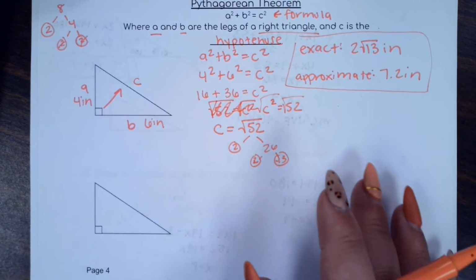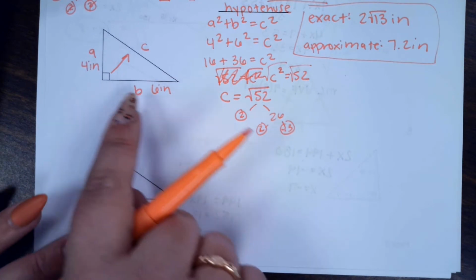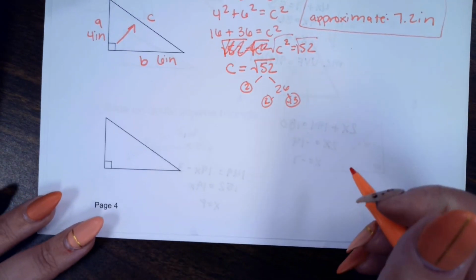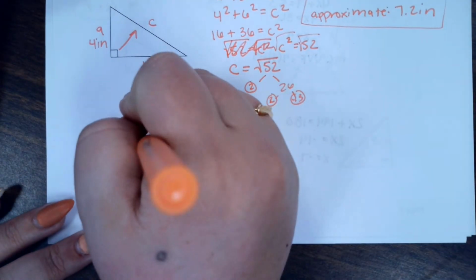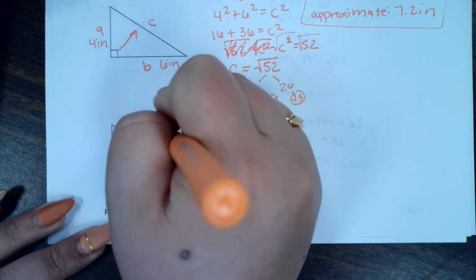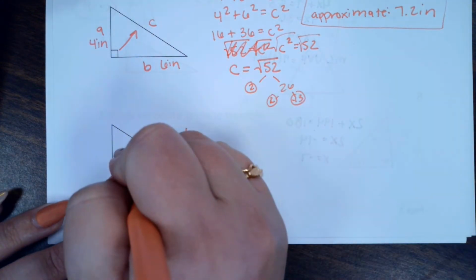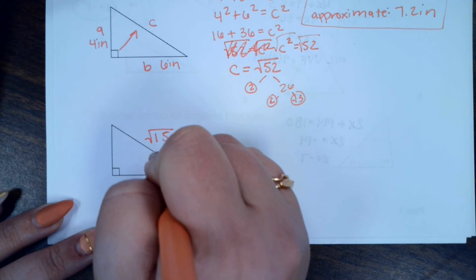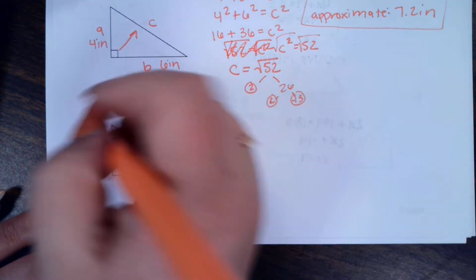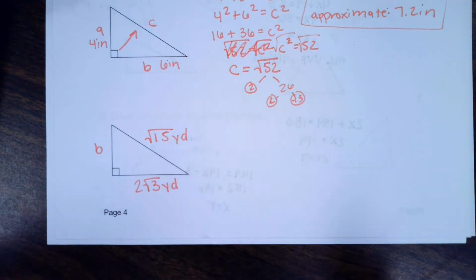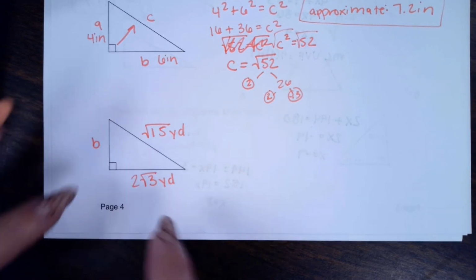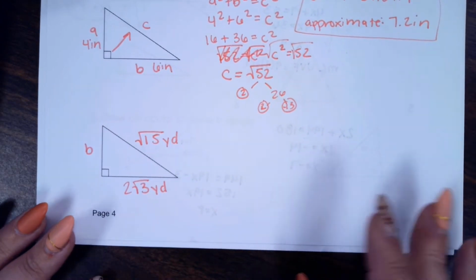All right, so we might not have integers here, right? We could have radicals. So let's look at another example. Let's say the hypotenuse is 15 yards, and one of our legs is 2 root 3 yards, and we're looking for our other leg. A or B, it doesn't matter. These are interchangeable.